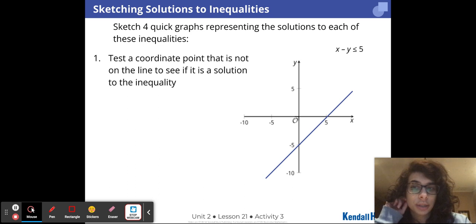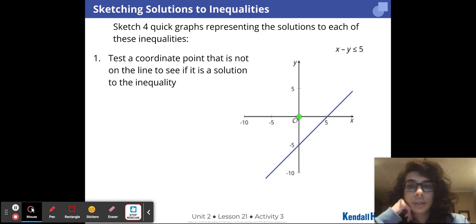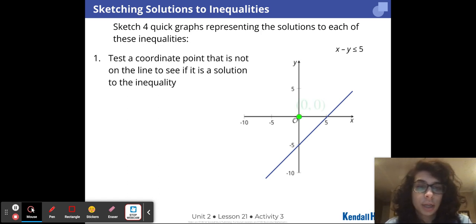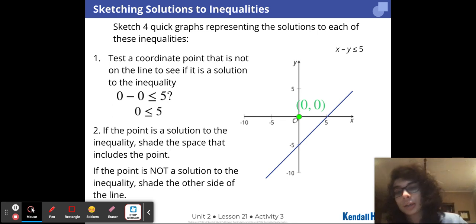And then your next step here is to test a coordinate point that's not on the line to see if it's a solution. So I'm going to choose a nice easy one. I'm going to choose the point 0, 0. The point 0, 0 is a nice easy choice because I'm just plugging in 0 for x and y. So 0 minus 0 is less than or equal to 5. Is that a true statement? 0 is less than 5. Yay, we're in a great situation.